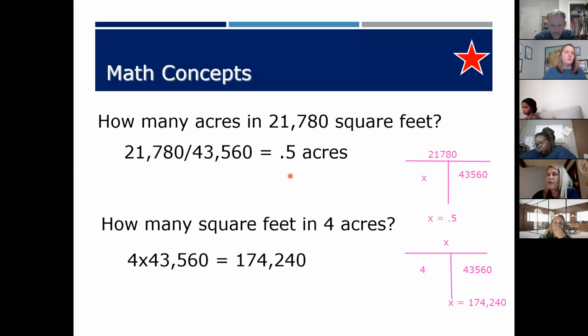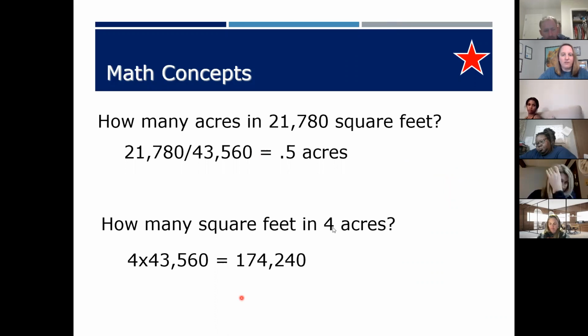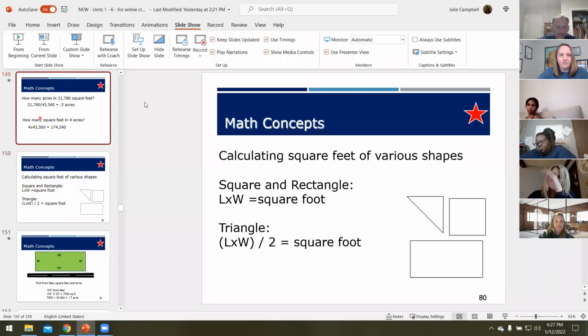Questions so far? Square feet to acres, acres to square feet. See the importance of knowing that number? That number is your formula. If you don't know that number, you can't work these problems. Everybody good so far? Okay. All right. Let's take a break. When we come back, we're going to talk more about square feet, acres, all that.